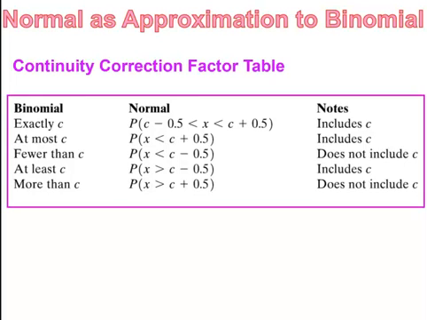At most means it would be x is less than the value plus the 0.5. Fewer than, you would subtract 0.5, so it would be x is less than the value minus 0.5. At least would be x is greater than, and you would subtract the 0.5 from the value. And more than, your probability would be greater than, and you would add the 0.5.